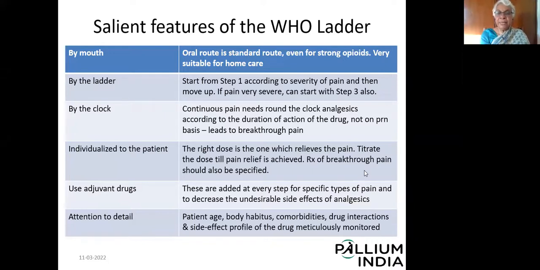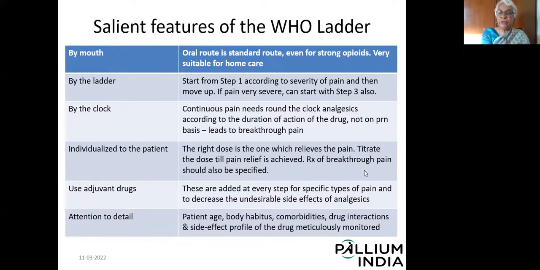Now, the second important thing is that it is given by the ladder. That is, in normal course, you start with step 1, and according to the severity of pain, you move up the ladder. And like I said, occasionally you can even start with step 2 or step 3 directly. The third important characteristic of the ladder is that all the drugs are given by the clock. By the clock means the drugs are given according to the duration of action or the half-life of the drug. It is not given on a PRN basis, that is, when the pain comes or when there's a breakthrough pain, then you give the drug.